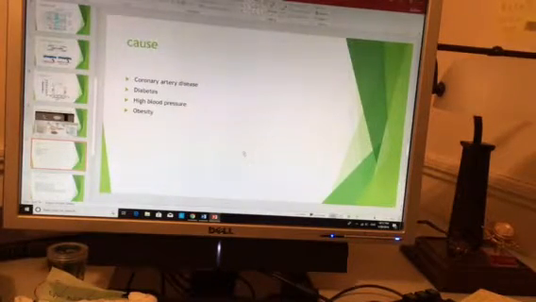Causes: coronary artery disease, diabetes, high blood pressure, and obesity. The cause of heart failure is a weak or sick cardiac muscle. For example, in chronic high blood pressure, hypertension, the heart must pump extra forcefully against the additional blood pressure.